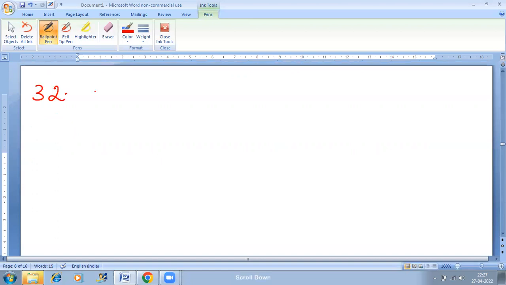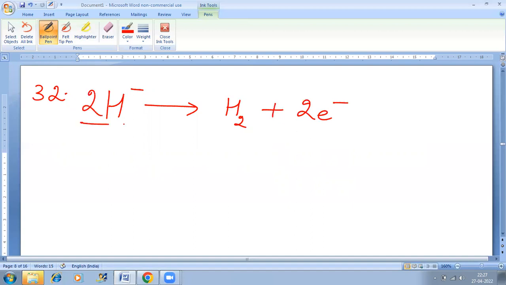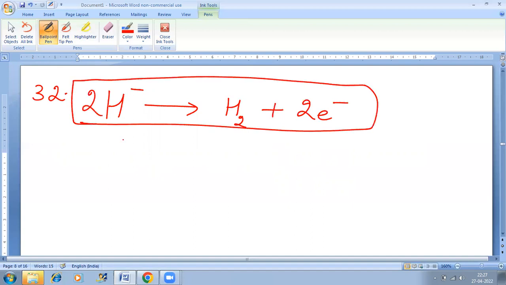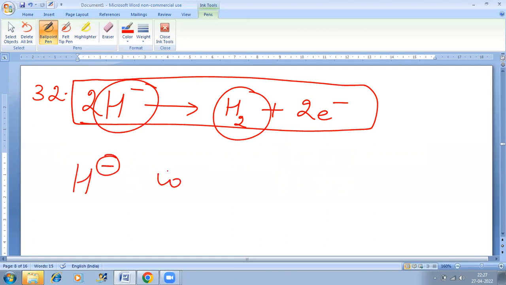Now see, if hydrogen gas has to be liberated at anode, then this is what has to happen. This half reaction occurs on anode, then only hydrogen gas will be liberated. Now, if you notice, you will realize that you need H minus ions. H minus will come from an ionic compound, that is when hydride is present.